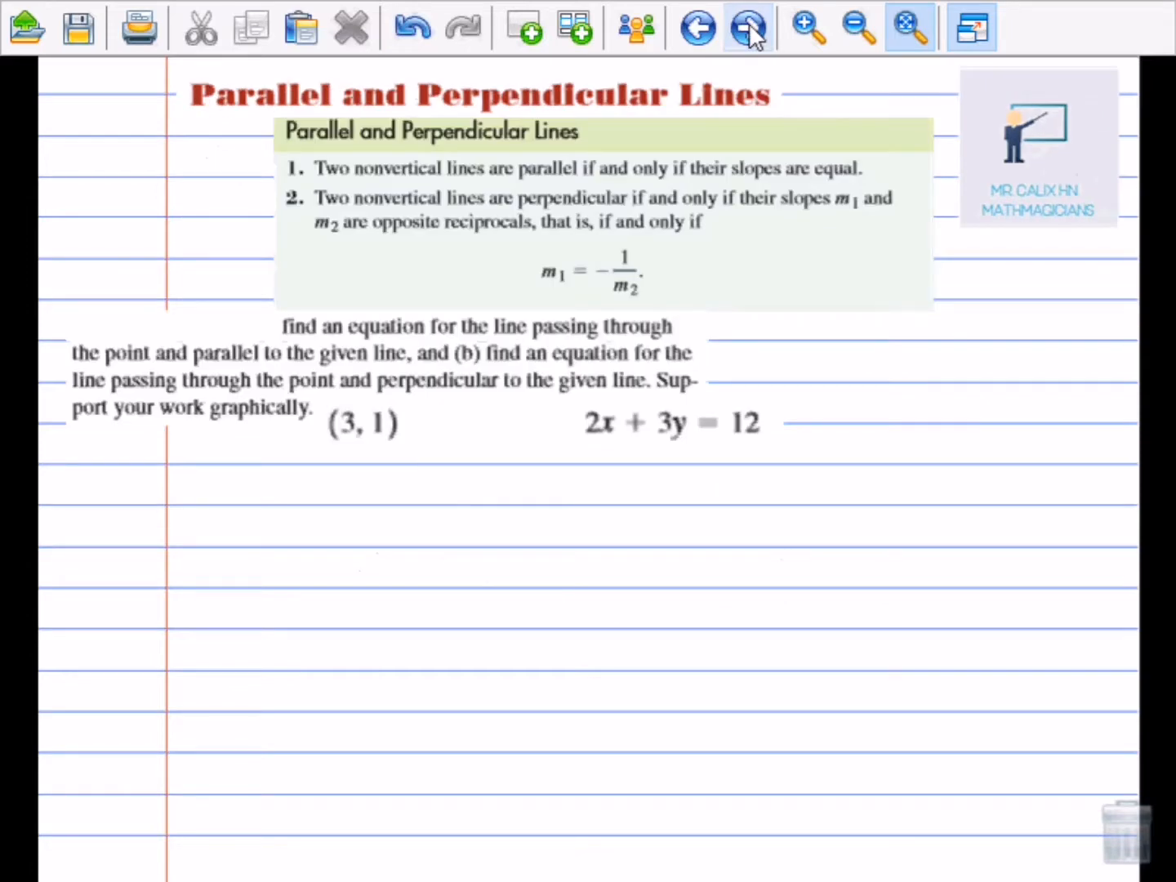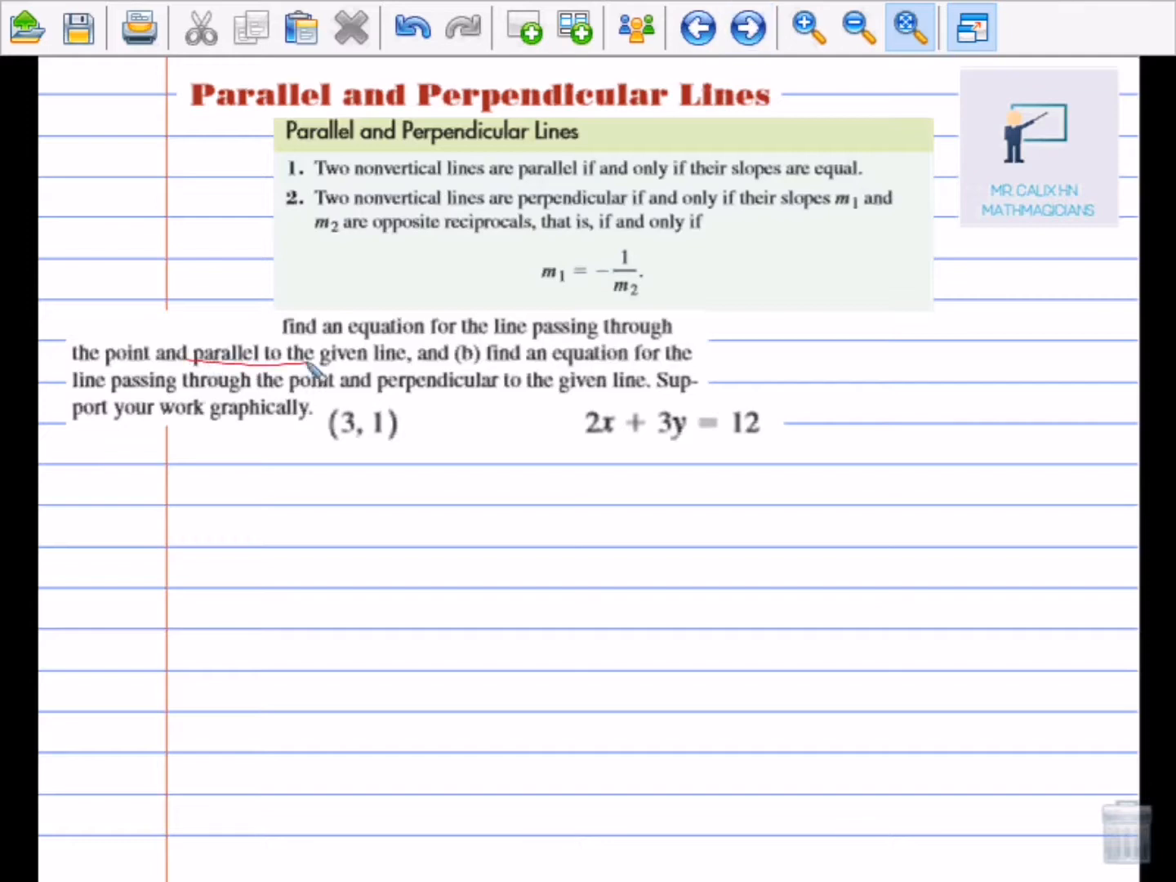The next one says parallel and perpendicular lines. Here are the definitions of parallel and perpendicular lines. Two non-vertical lines are parallel if and only if their slopes are equal, which means they have the same slope. Two non-vertical lines are perpendicular if and only if their slopes are opposite reciprocals. That means that when you multiply the two slopes, your answer has to be -1 because they are opposite reciprocals. The exercise says, find an equation for the line passing through the point and parallel to the given line.